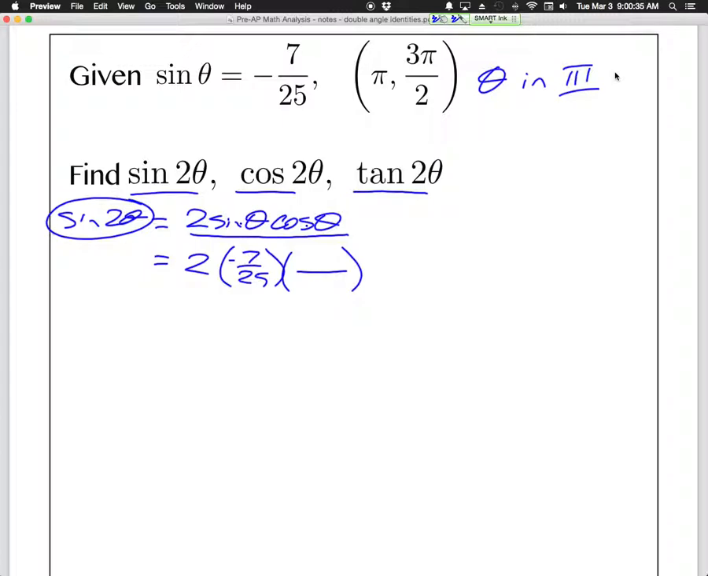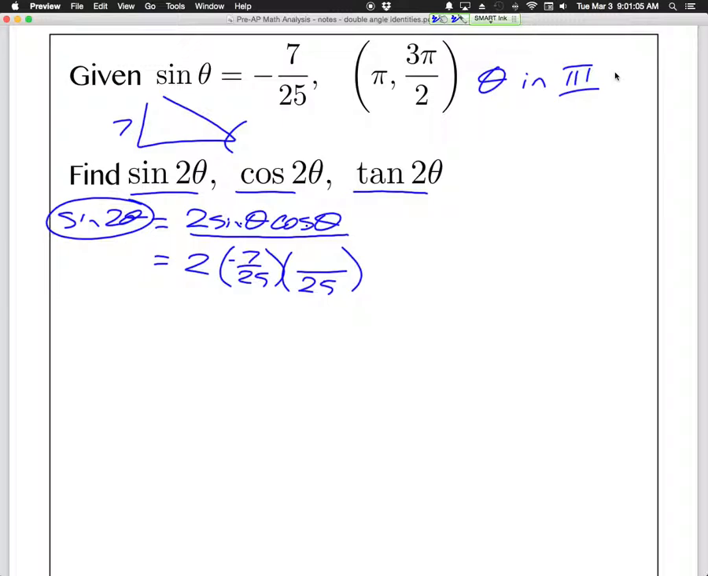So what do I already know about cosine? What should I already be able to fill in about cosine? The denominator is 25. How do I know that? Because they're both hypotenuse. Sine and cosine have the same denominator because they're both the hypotenuse. So I know that. Now I just need to figure out what the numerator is. So what am I going to do to figure out the numerator? Draw a triangle.